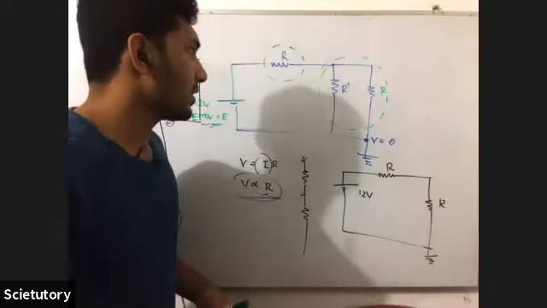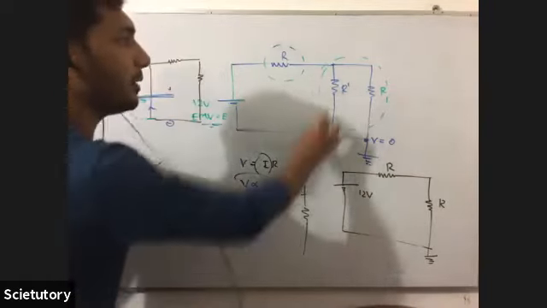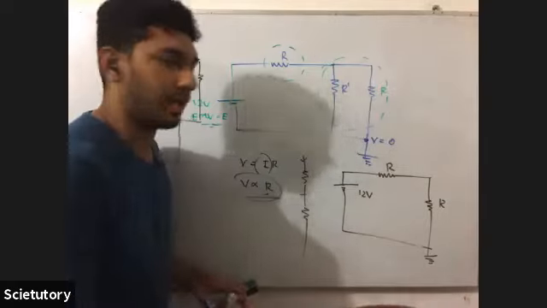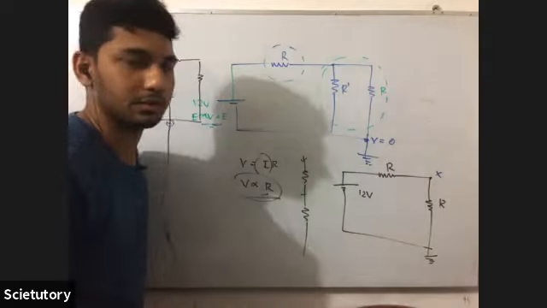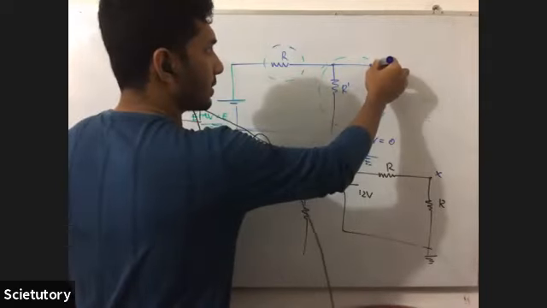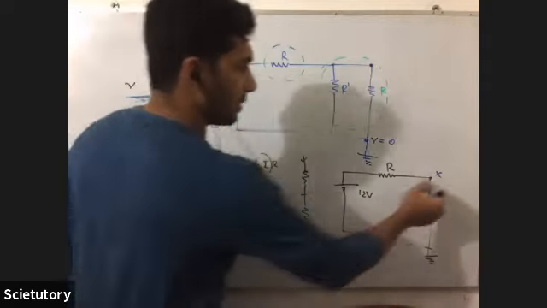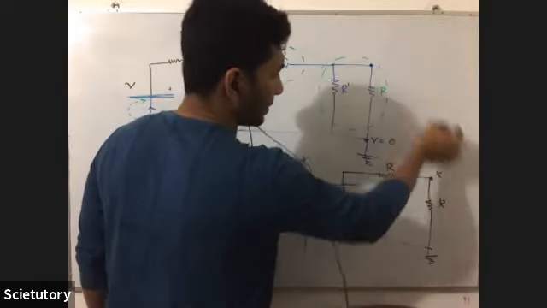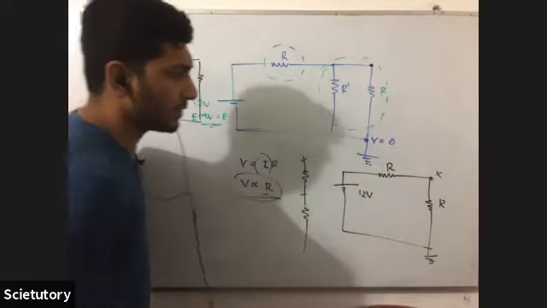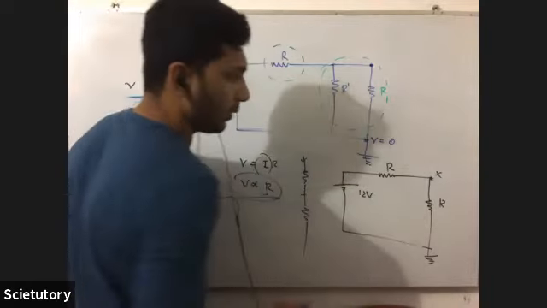Okay, students. So now, when you remove this, the voltage at this point X is increasing by how much? 4 volt. Okay. So when you remove this, it increases by 4. So now let's just remove it and look at the circuit.